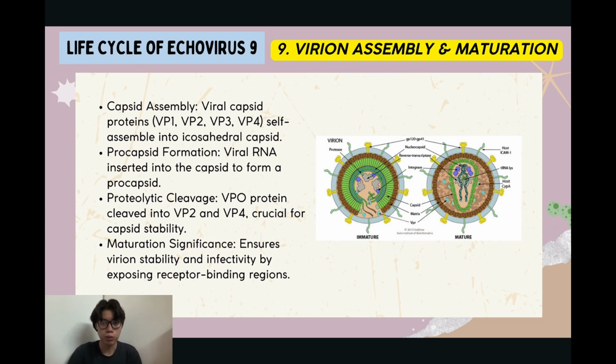The maturation of these procapsids is a tightly regulated process involving viral proteases, which cleave precursor proteins into their mature forms. A key step in this process is the cleavage of the VP0 protein into VP2 and VP4, a transformation that is essential for stabilizing the viral capsid. Without this cleavage, the virion will be structurally unstable and non-infectious. Proper maturation not only stabilizes the virion, but also exposes regions of the capsid necessary for binding to host cell receptors, which is critical for the virus to successfully infect new cells.